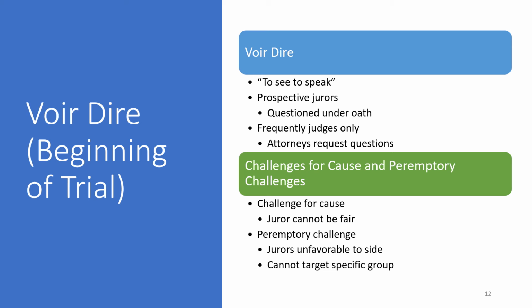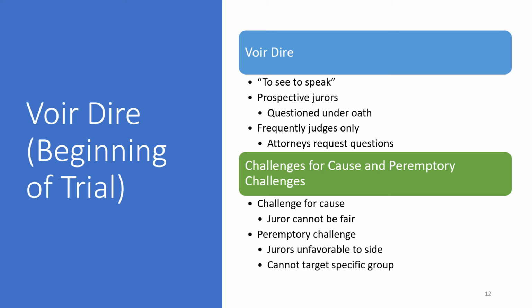Okay, so how do you get rid of people? Well, you've got 2 ways. You've got a challenge for cause and peremptory challenges. Challenge for cause is striking someone because they cannot be fair. Either they're not going to be fair to one of the parties, the defense or the state, or they're not going to be fair because of the law. Or maybe they have a bias against a witness or a class of witnesses.